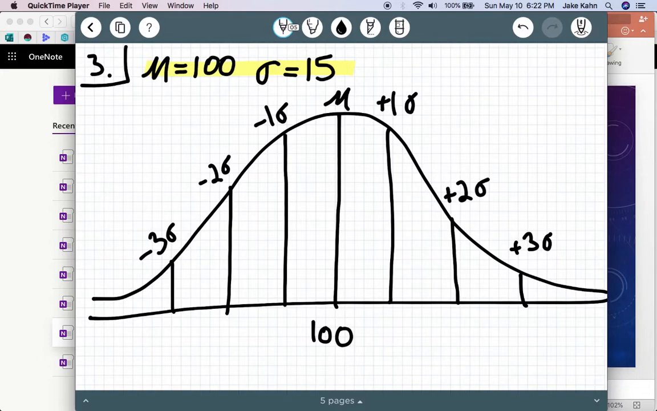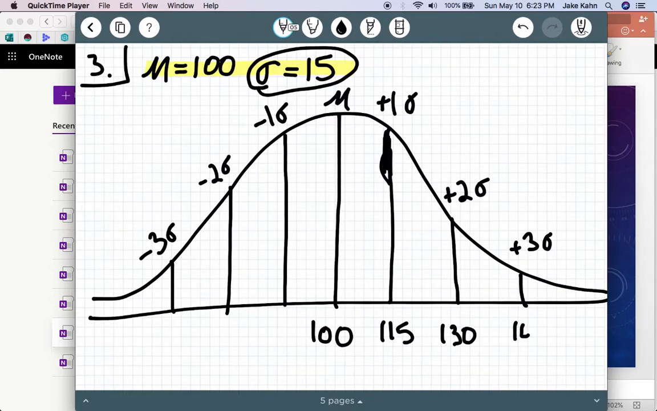So this line right here is 1 standard deviation above the mean. So our standard deviation is 15. So 15 above the mean would be 100 plus 15. We're going to label this with a 115. And then you just have to add another 15 to get to the next line. 115 plus 15 is 130. 130 plus 15 is 145.